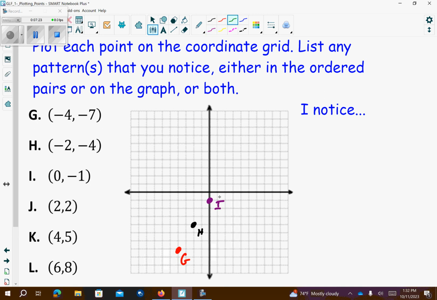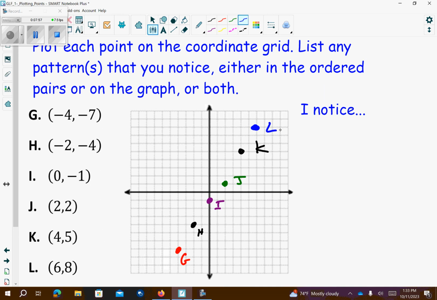Let's go to letter J, right 2, up 2. That's letter J. Letter K is right 4, 2, 3, 4, up 5, 3, 4, 5. That's letter K. And then letter L. We're going to go right 6, 1, 2, 3, 4, 5, 6, up 8, 1, 2, 3, 4, 5, 6, 7, 8.